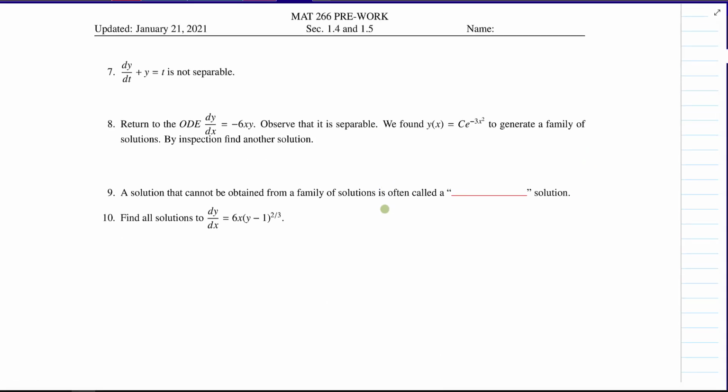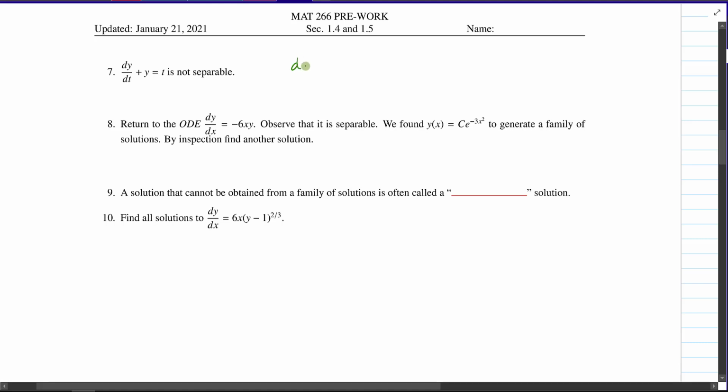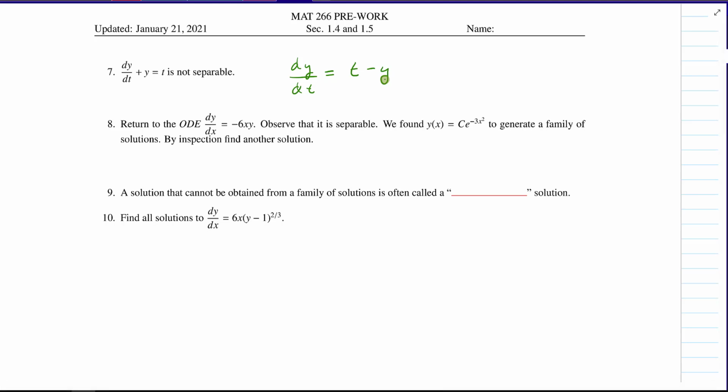This equation here in number 7 is not an example of a separable equation. Try as you like: if you isolate the dy dt term and put it into normal form, you would have t minus y. There's no way to write this as a product of two factors, one of x and one of y, and so that's not separable.